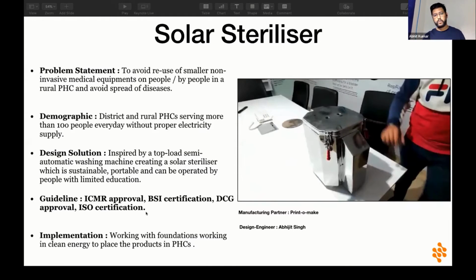And then, once your problem statement, demographic, design solution, guideline, and implementation are done, we went ahead with the installation of these solar sterilizers at public healthcare centers. These are the products and projects that we are developing with partnered non-profit organizations, either from the clean energy group, the health group, or the assisted device group. We have partnered with multiple manufacturers who are good enough in subtractive manufacturing and additive manufacturing. We have partnered with garages. That sort of collaborative model can enable you to develop a good cycle of product.